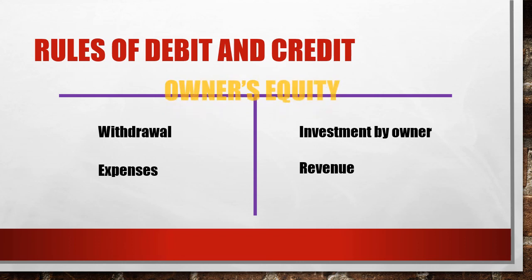So what would affect your owner's equity? So, say, what is the normal balance of owner's equity? Is it debit or credit? It's credit. So the items that could increase your owner's equity, it's on the credit side. Investment by the owner, so you will record it as capital. The income or the revenue from your income statement, so that would increase your equity. But what would decrease your equity? So withdrawal and expenses.